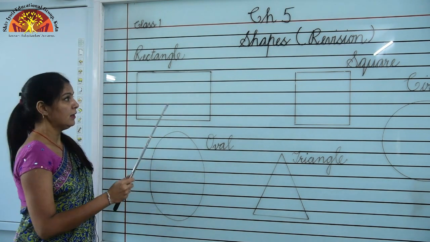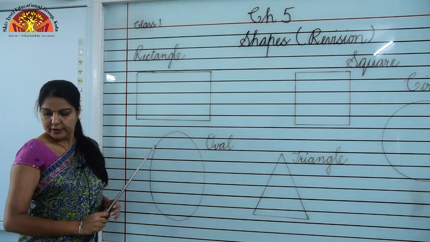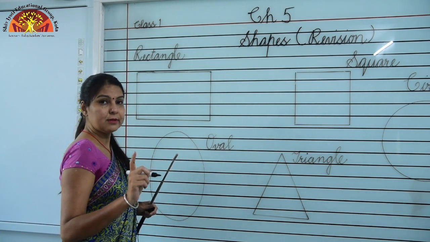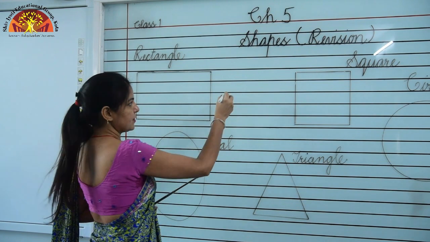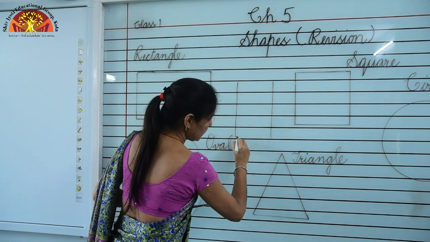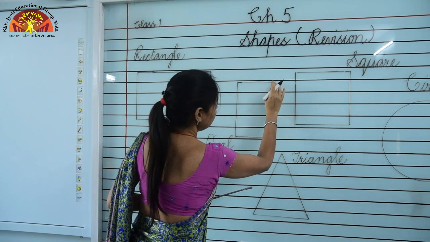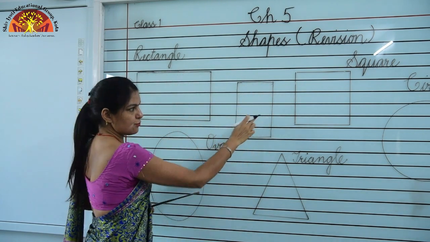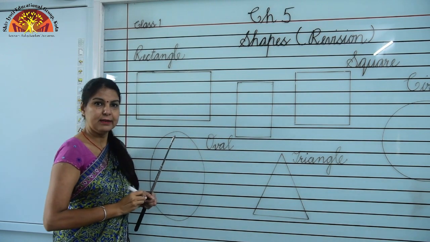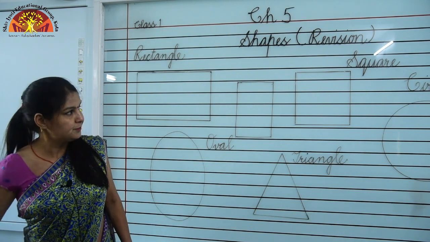And one thing more, it has 2 long sides and 2 short sides. You can draw it like this also, but it has 2 long sides and 2 short sides. You can draw it like this. This is also a rectangle, and here you can see these 2 sides are long and these 2 sides are short. So, we can say that a rectangle has 2 long sides and 2 short sides.